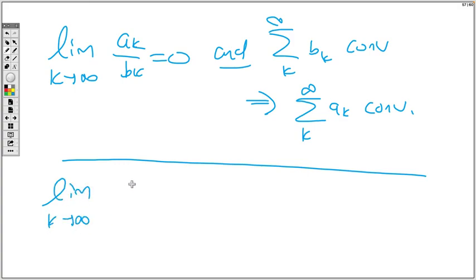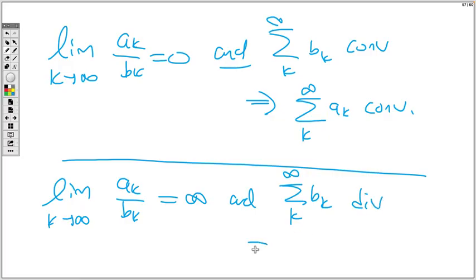If, on the other hand, the limit of a sub k over b sub k goes off to infinity, and the denominator diverges, then the numerator diverges as well.